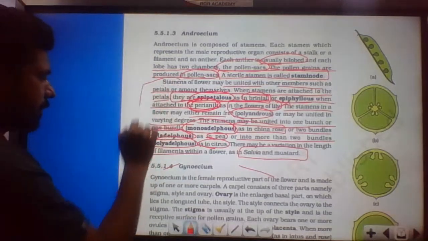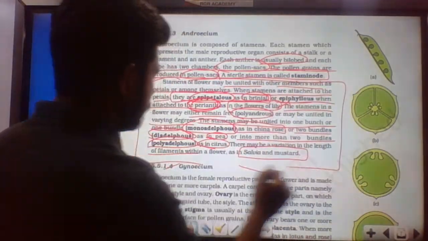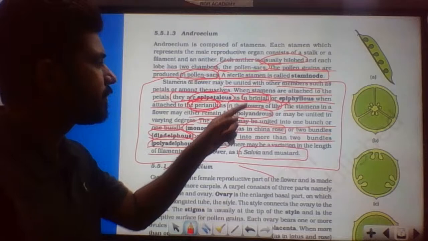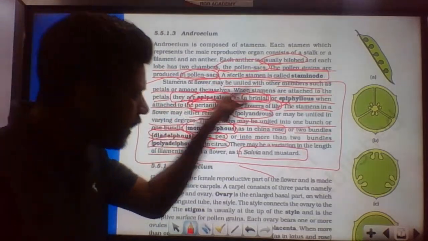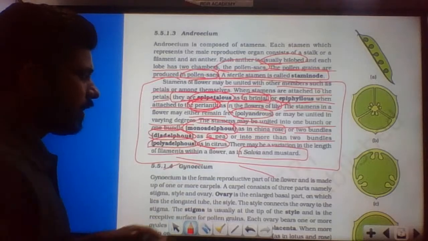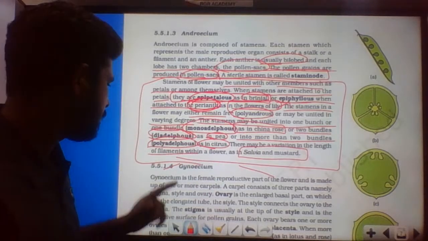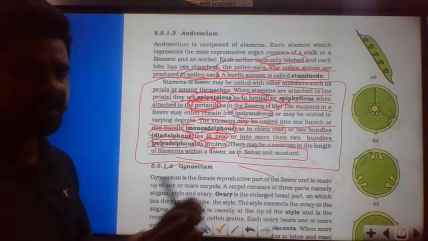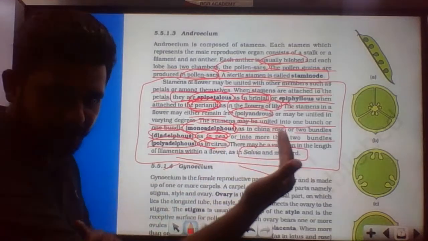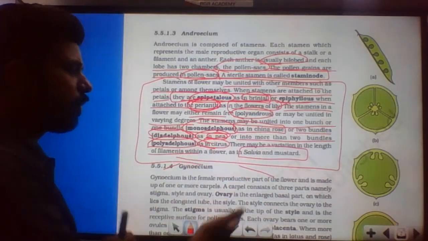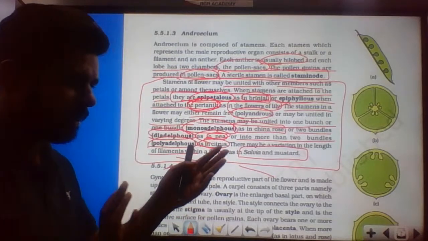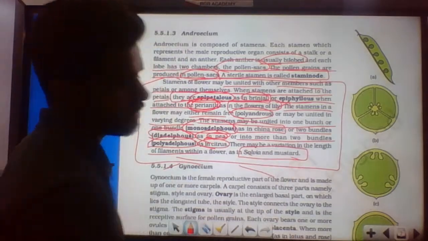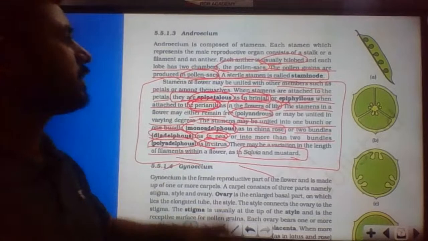So in this content there are four to five examples. Epipetalous as seen in brinjal, epiphyllous as seen in lily, monoadelphous as seen in China rose, diadelphous as seen in pea plant, and polyadelphous as seen in citrus. These are based on the bundle numbers. Based on length, if there is a variation in the length, this type of stamens is seen in salvia and mustard. So here we conclude the androecium.